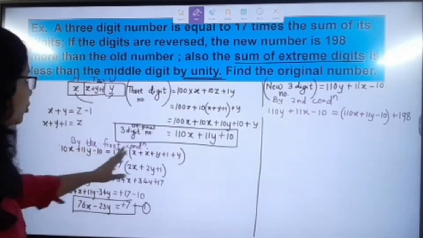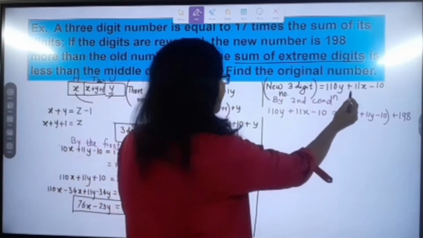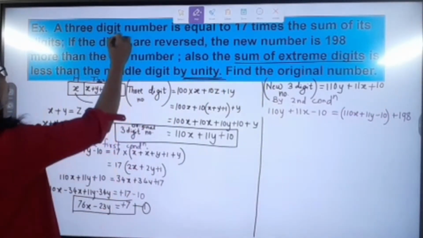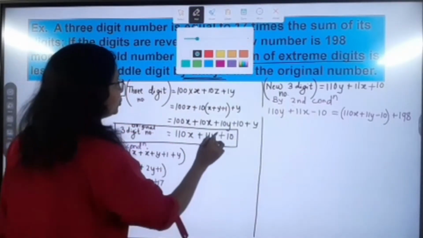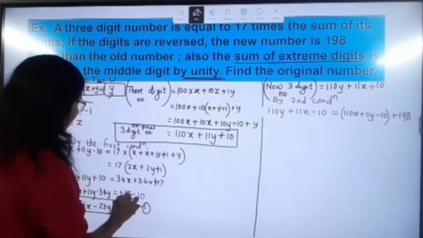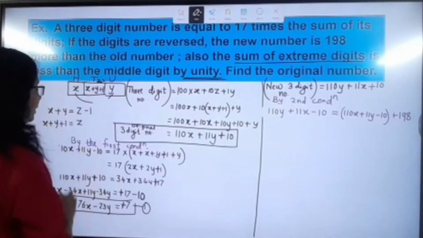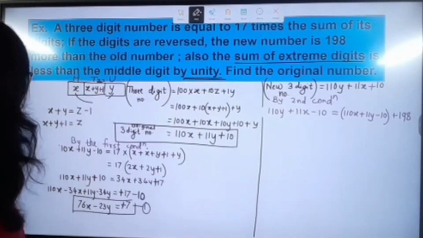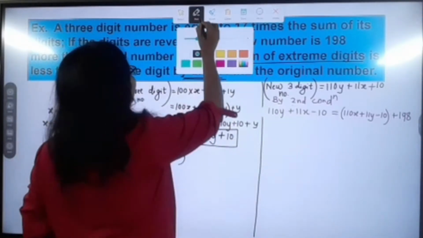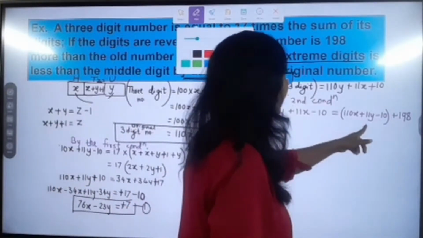Okay, so now here, students, the new three-digit number, that means 110y plus 11x, plus 10. Okay students, yes. You should see these signs very carefully. Okay, this way. So now here, students, get the second equation by the second condition, that is 110x plus 11y.